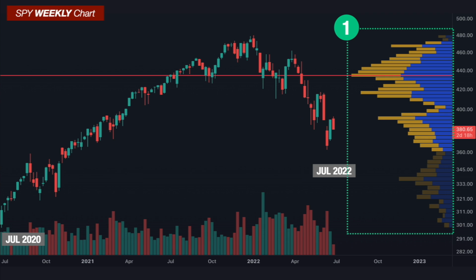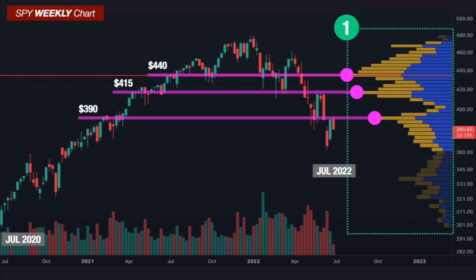For example, we can clearly see that from June 2020 to June 2022, we had 3 volume peaks at $440, $415, and $390, the 3 different price levels. That tells us there were a lot of buying and selling activities going on around those price levels. If we draw a line at each of those price levels, we can see that these are exactly where the key market structures are located for S&P 500.